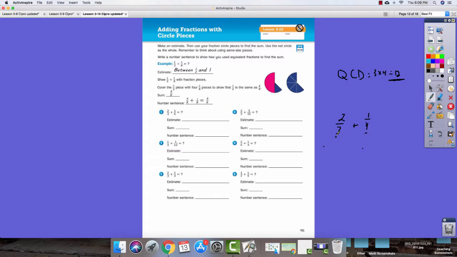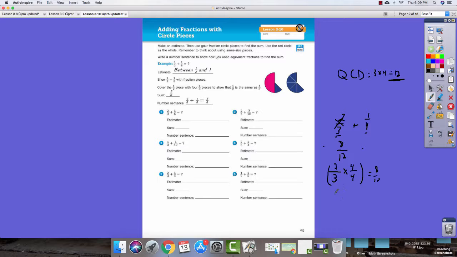So that tells me I could use 12 as a common denominator. So if I want to use 12 as my common denominator, then I need to think, 3 times what would get me 12? Well, 3 times 4 would get me 12. So I could take my 2/3. If I multiply my denominator by 4, that means I also have to multiply my numerator by 4. So 2/3 times 4/4 would get me 8/12. So 2/3 is equivalent to 8/12.